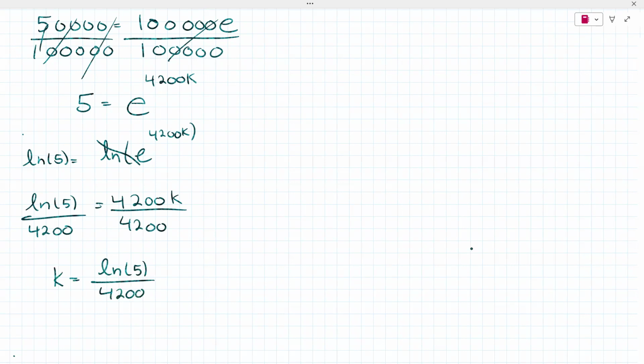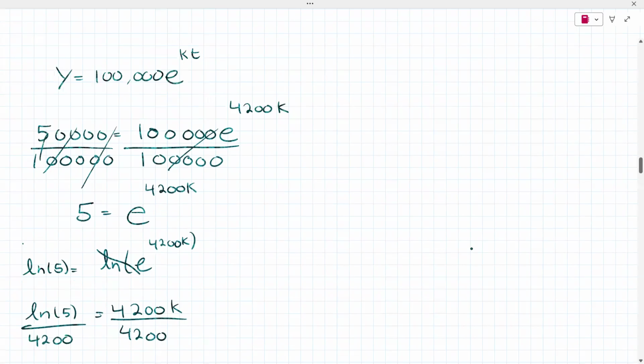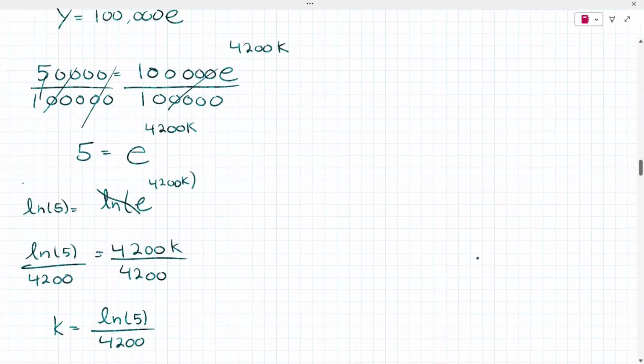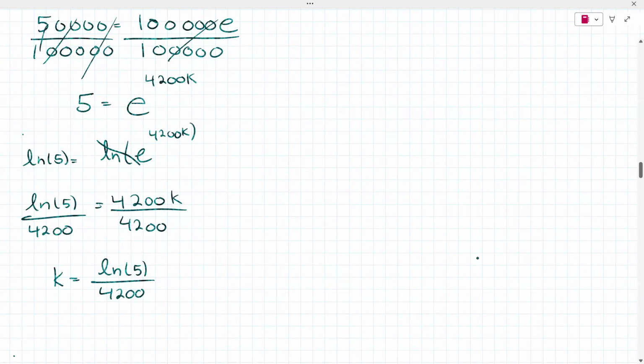Okay. Did I do this right? No, I did this wrong. This is 50,000 divided by 100,000. So that's actually one half. Why did I say 5? So I kind of messed up on this algebra. This should be one half. And then this 5 should be one half.